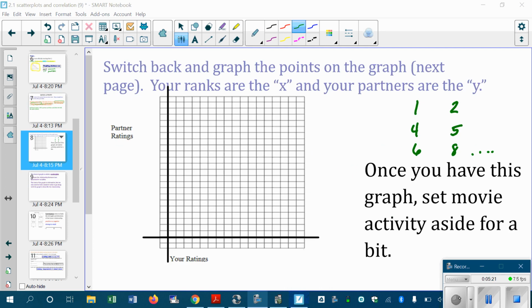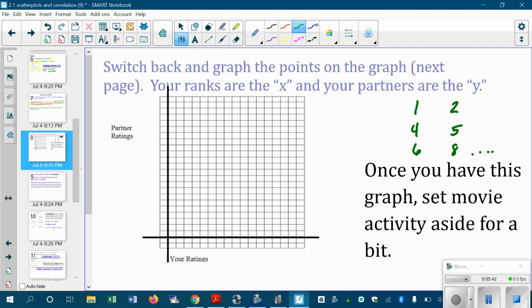Okay, at this point you should have your list of 10 movies, and you should have your numbers for each, and you should have someone else's numbers for your movies. Okay, so let's say that I rated a movie 1. I did not like it. And the person who rated my movies as well rated it a 2.